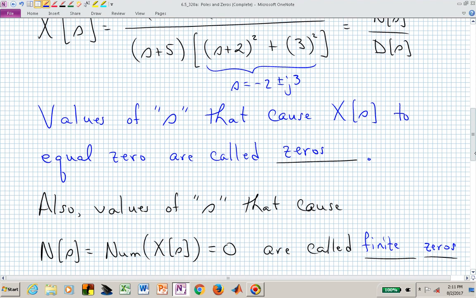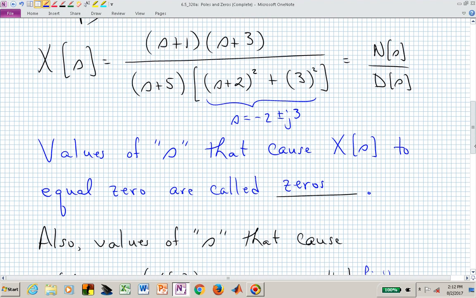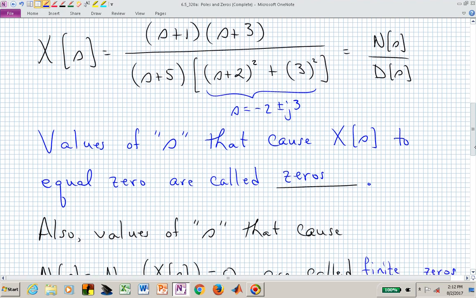The reason I say finite zeros is because the denominator is larger ordered than the numerator, we could actually have an s going off to infinity that would cause capital X of s to vanish. And that would be an infinite zero. So we could have an infinite zero in this particular system because of the strictly proper nature of it, and we have two finite zeros.